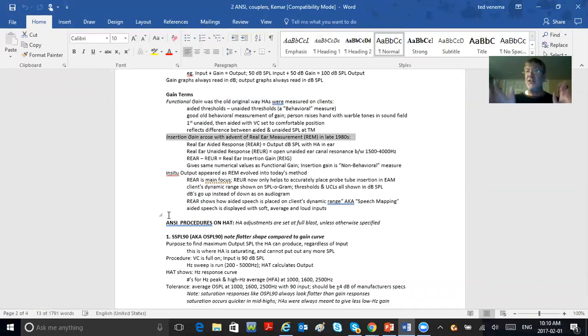The fitting methods didn't change at all. It's not like you changed fitting method. You use the same fitting method for functional gain as you did for insertion gain. It's just the method in which you measured was different. These are all called verification. Real ear is called verification. Functional gain is called verification. Verily, verily, I say unto thee, okay?